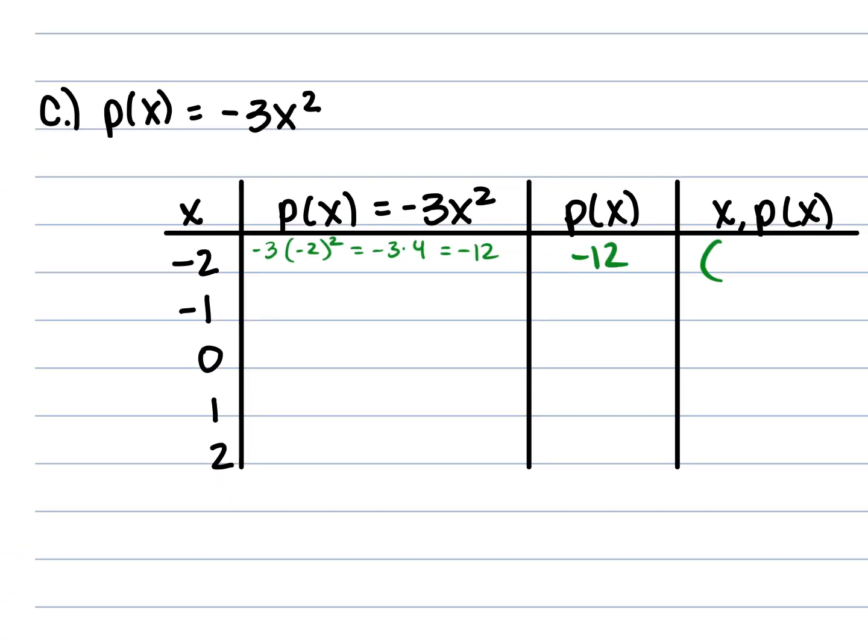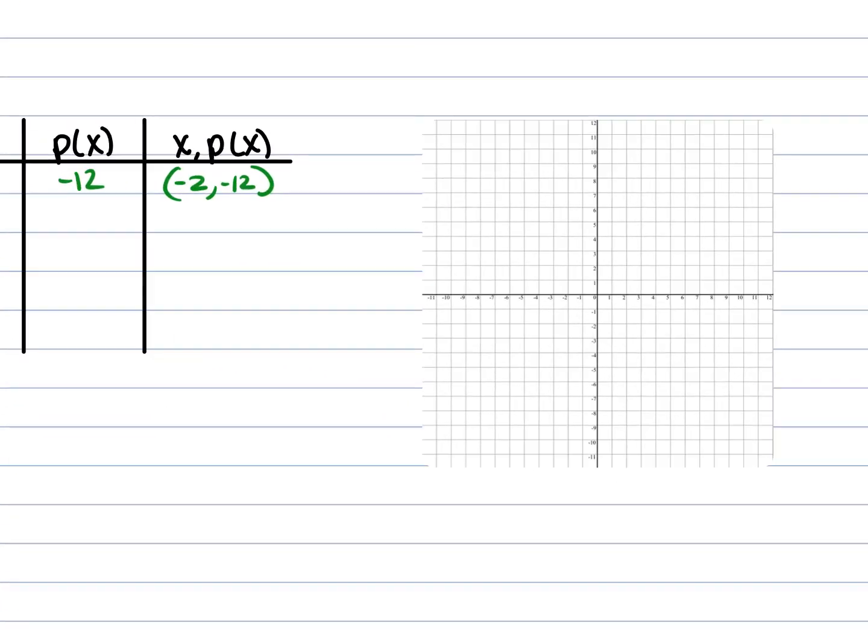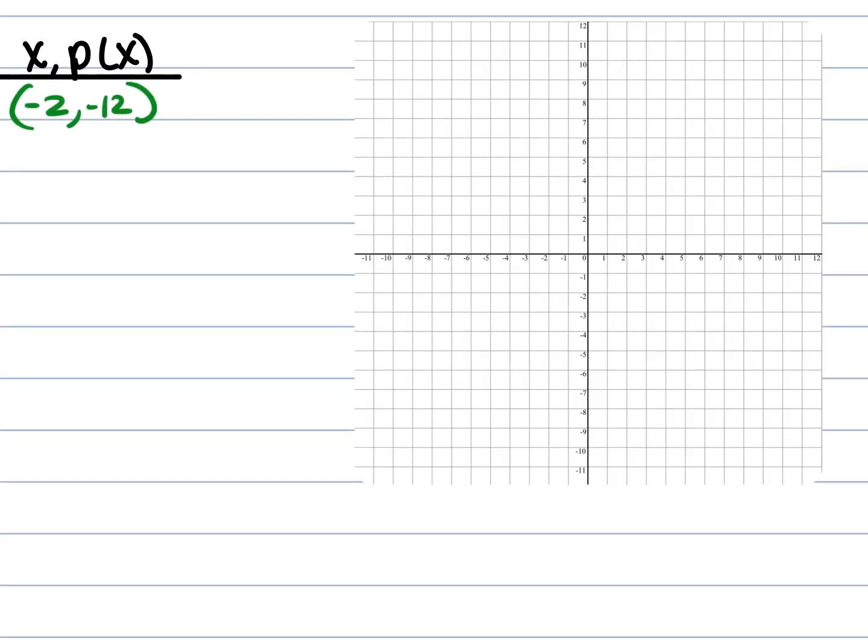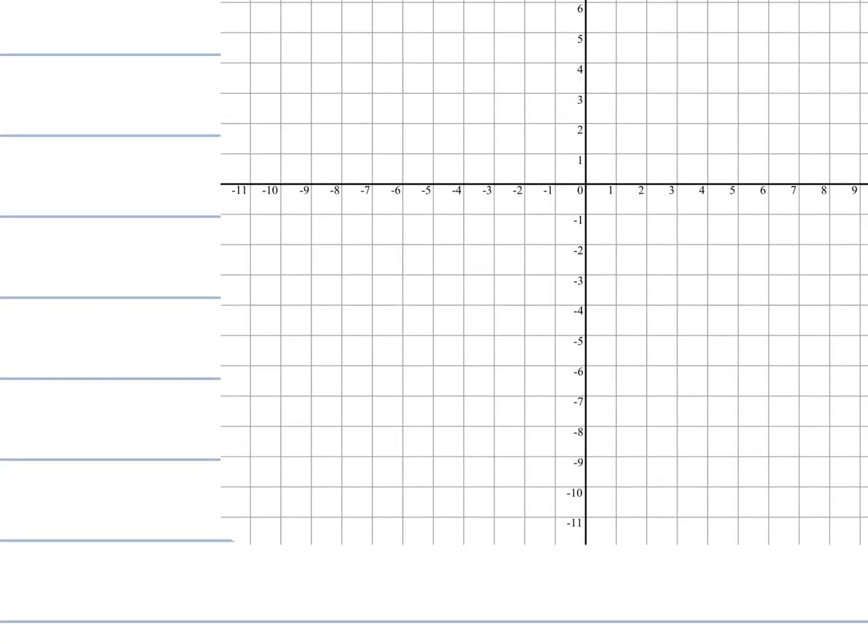What would our point be here? Negative 2, comma negative 12. Perfect. We plugged in negative 2 for x, so that's our x value. And we got negative 12 for y. So let's put that on our graph. Which direction do we need to go on our graph to put negative 2, negative 12? Go to the left, negative 2, and then down to negative 12.